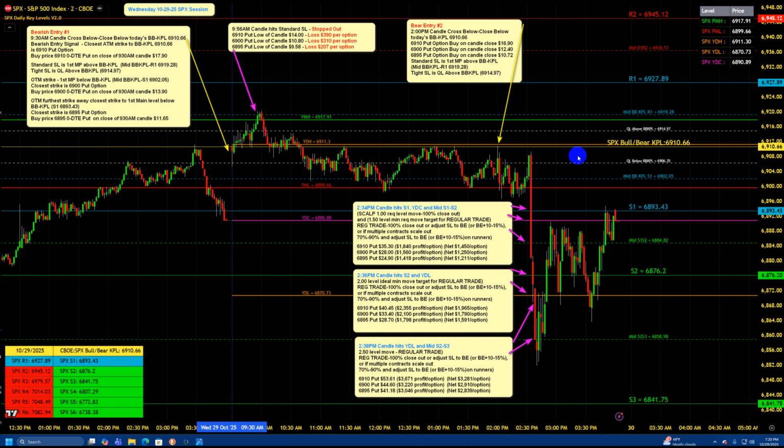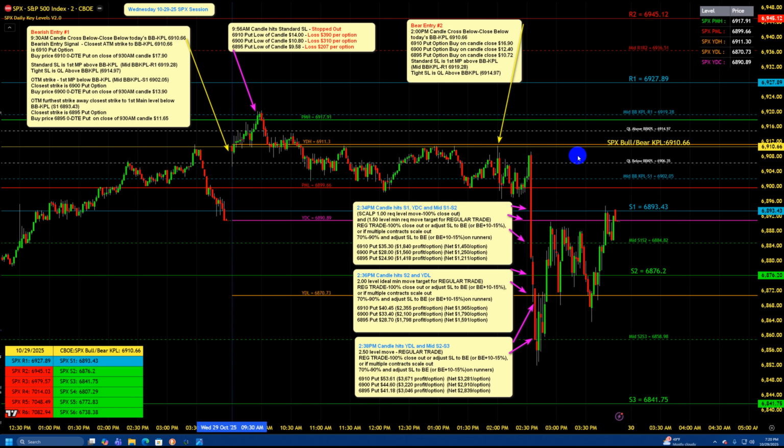So the standard option play off of the bull-bear KPL is to use the at-the-money strike that's closest to the BBKPL price. In this case, that would be the 6910 strike. Since we're doing a bearish play off the bearish signal, it would be a 6910 put. If it was instead a bullish play, then it would be a 6910 call. In this case, though, it is a bearish play, so it's a 6910 put. That would be considered the standard play.